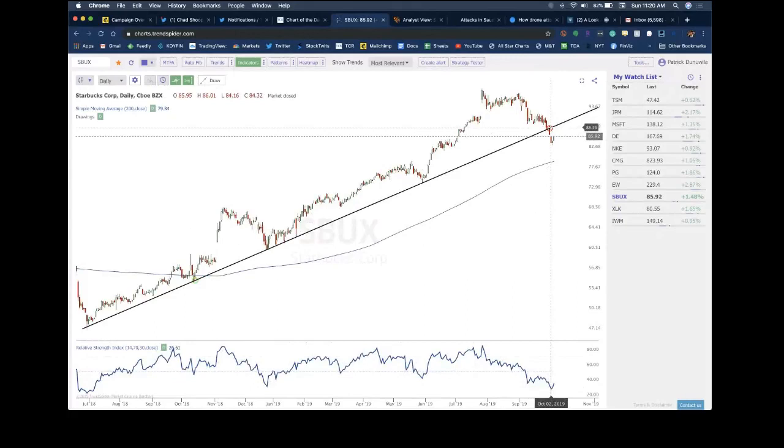And it's telling you that Starbucks has been a great performer over the past year or two, but now it's telling you that you might not want to be long this one, or it might not have the kind of momentum that it once did over the past year.